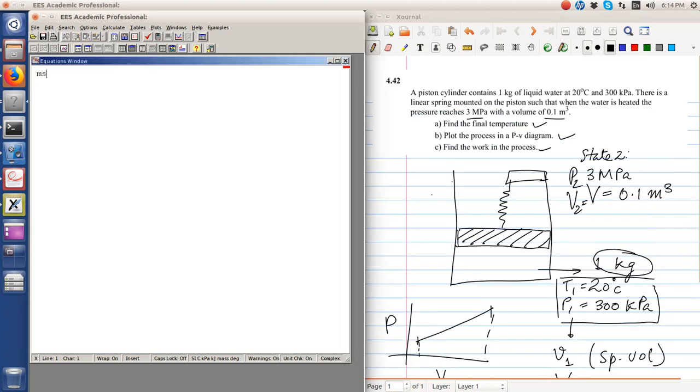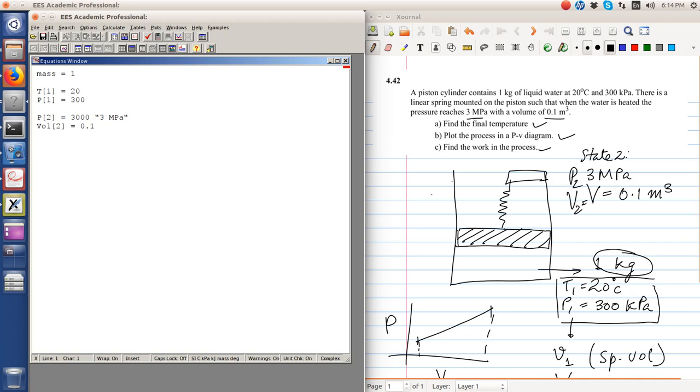So we have mass equal to 1 kg. T1 is equal to 20 degrees Celsius. P1 is equal to 300 kilopascal. P2 is given as 3 megapascal. And the total volume at state 2 is equal to 0.1 meter cubed.